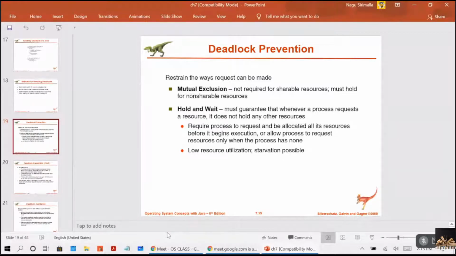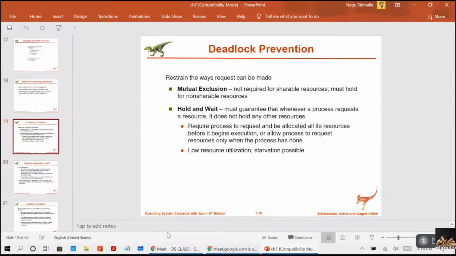You should understand this. 4 necessary conditions means if only one of the conditions is there, it is not that there is a deadlock. All the 4 conditions have to be there for the deadlock. If 4 conditions are there, then there is a deadlock. So deadlock prevention means by making any one of them false, we can make sure that there will not be a deadlock.